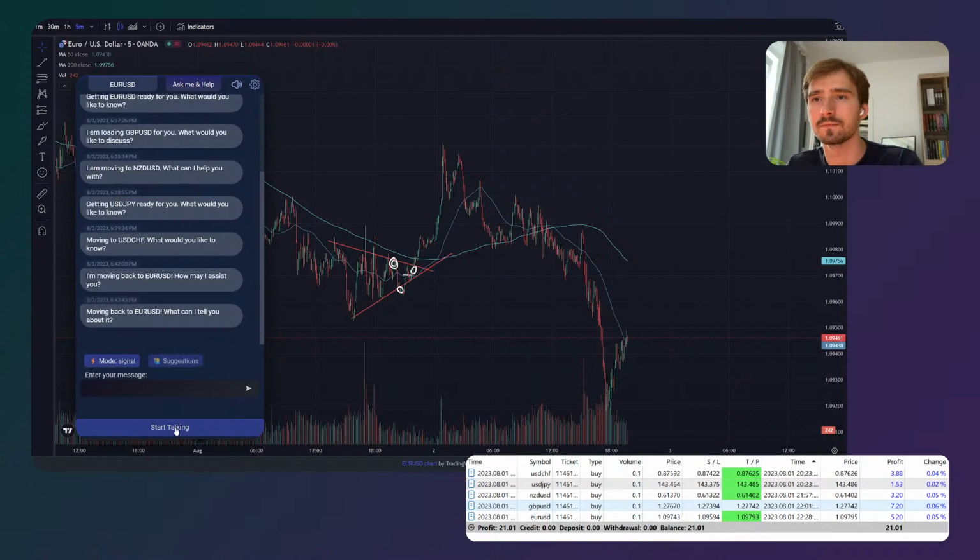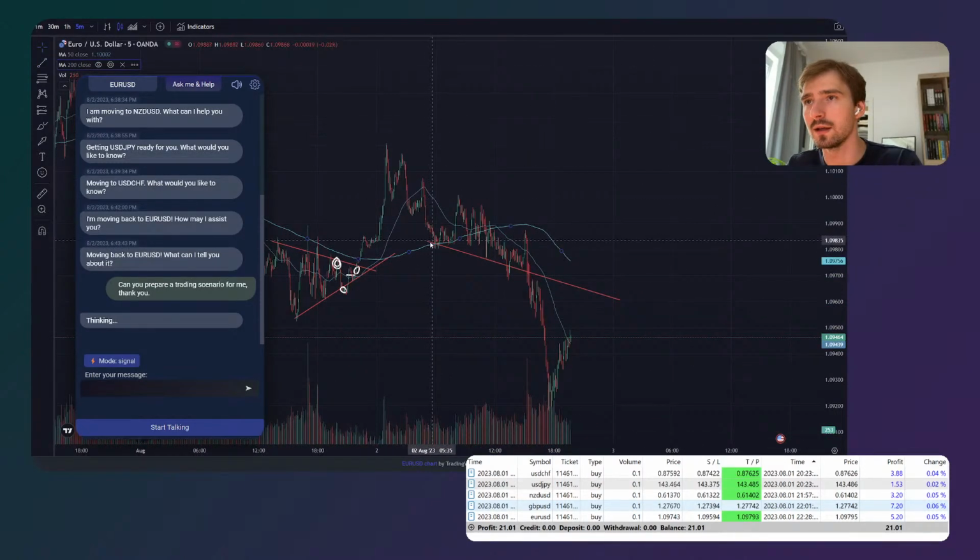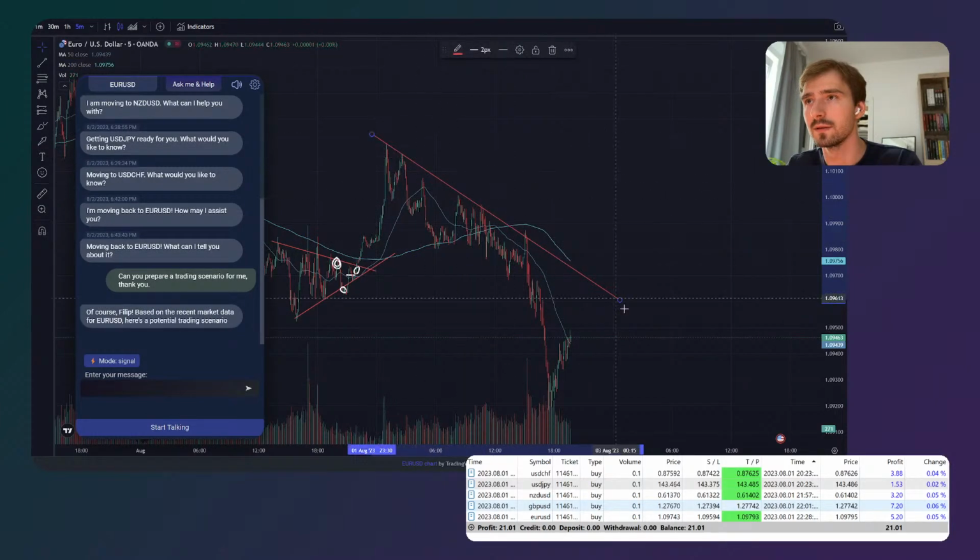Moving back to EUR/USD. Can you prepare a trading scenario for me? Thank you. Let's see, what do we have here? Do you think there is a downwards momentum? It kind of accelerated over here. We could definitely make something out of this. For sure.